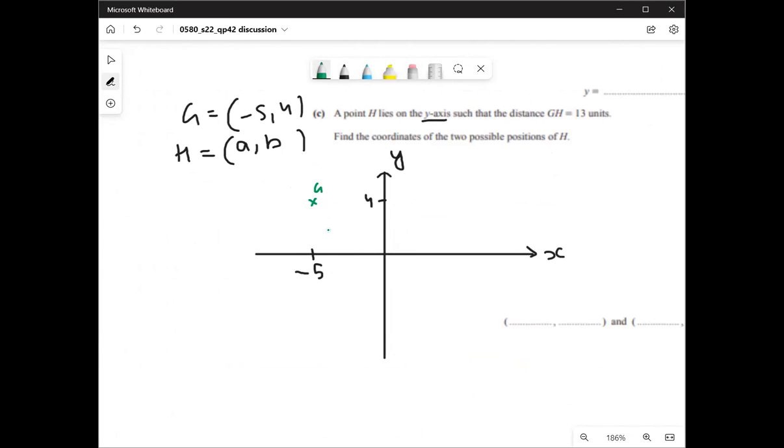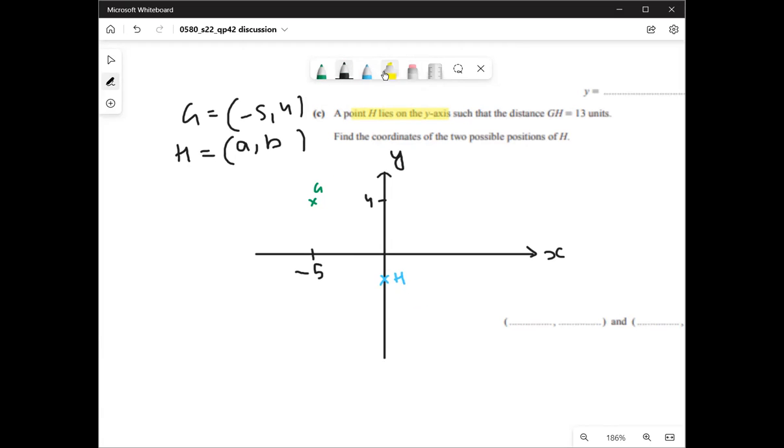Now let's plot any point on the y-axis. Read this line on the screen, the highlighted blue part. A point H lies on the y-axis. The point H lies on the y-axis, right here. So we realize that this must be on the y-axis. So I'll put any point on the y-axis. Let's say right here, H. This point is H.